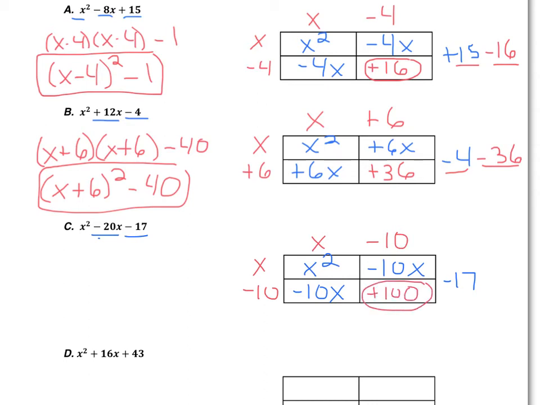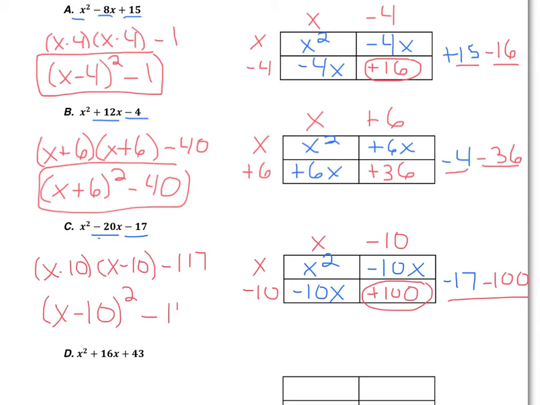Since we added 100 here, we have to subtract 100 here. And we would have x minus 10 times x minus 10. Negative 17 minus 100 is negative 117. And then write that as a perfect square. And that is completing the square.